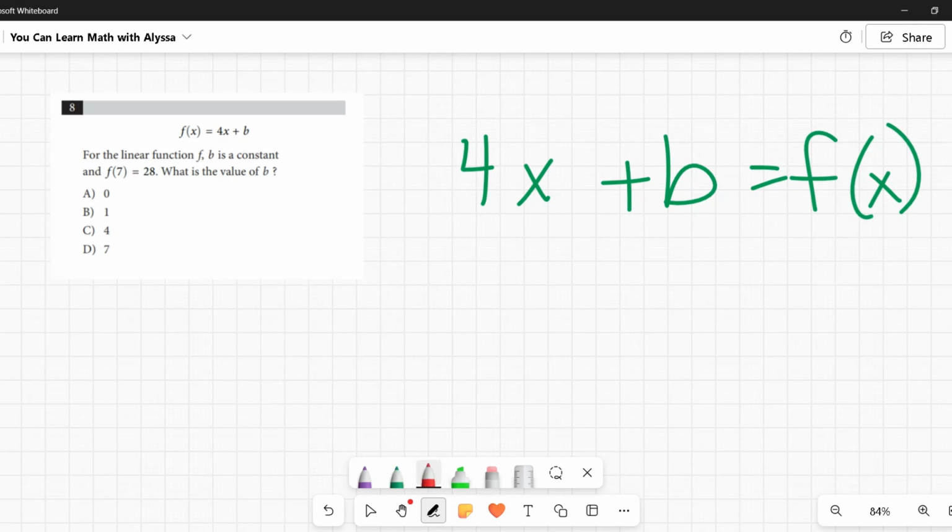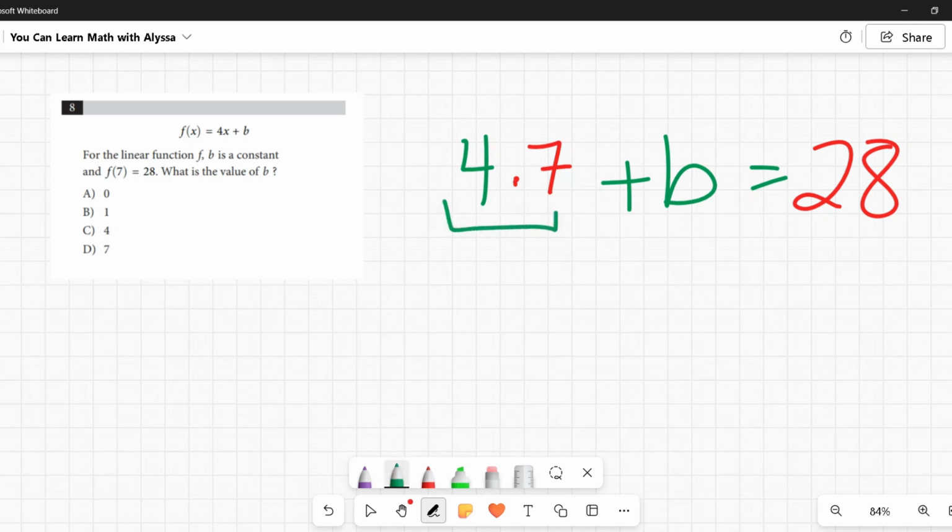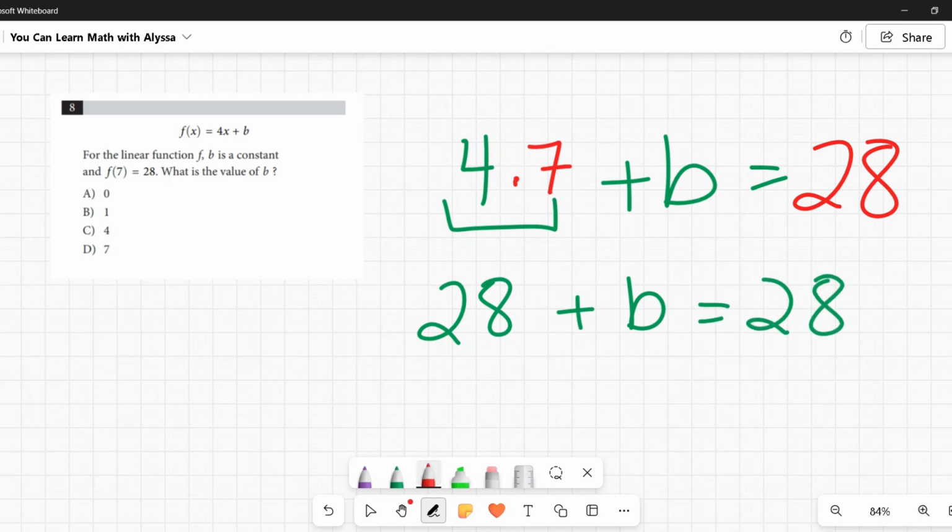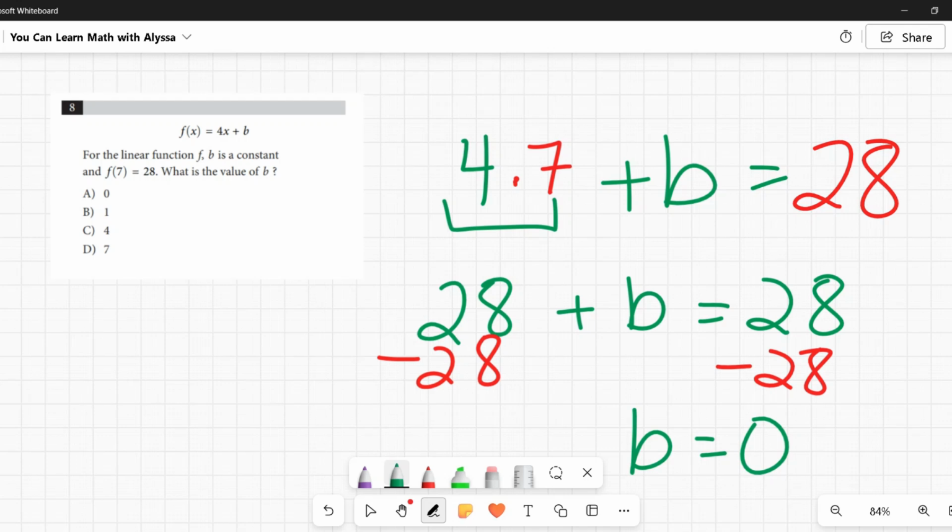And we're told that f of 7 is 28. So f of 7, that result is going to be 28. All right, so let's do our math here. 4 times 7 is 28. 28 plus b equals 28. So if I subtract 28 from both sides to undo what's been done to b, because b has had 28 added to it, I will get that b is equal to 0. And that is A. That's my answer.